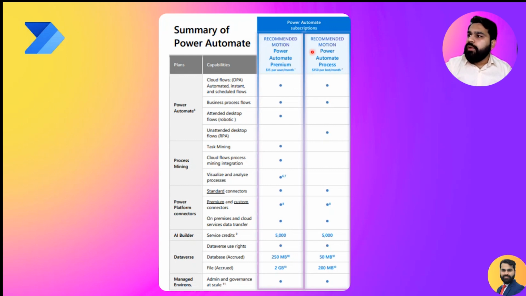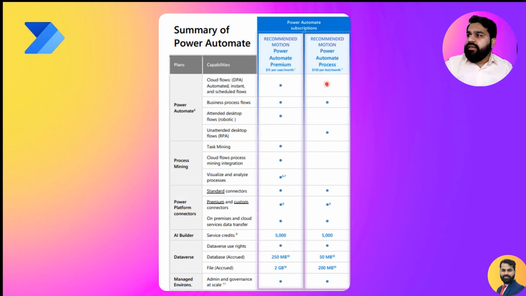When we talk about the Power Automate process license, initially we discussed that it is different from Power Automate Premium from the allocation perspective also. Power Automate Premium licenses are allocated per user. However, Power Automate process licenses are assigned or allocated per bot. A bot is basically a flow. It could be a cloud flow. It could be a desktop flow.